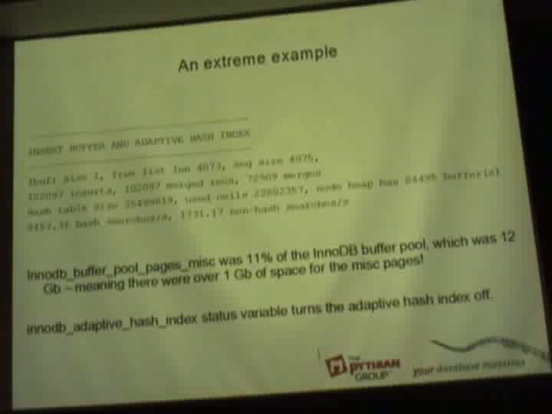Now, granted, this client had 80, 100 gigabytes of data, so it's not like that 1 gigabyte in the buffer pool is going to make a difference. But sometimes you just need to play and see, like, well, what does it look like without the buffer pool? What does it look like without the adaptive hash? Does turning it off help? Did they do that? Well, they didn't, no. They haven't tried yet.